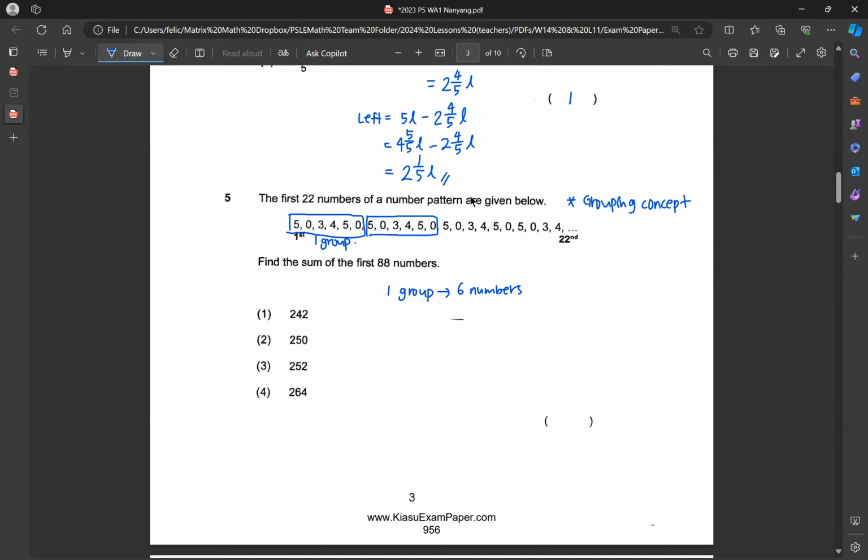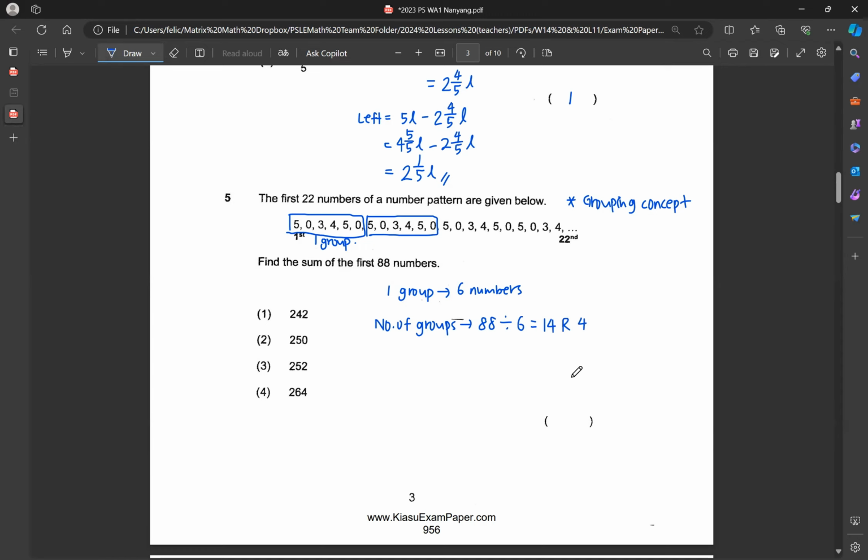Now, since I want to know what are in the first 88 numbers, that means I can work out the number of groups inside these 88 numbers. To work out the number of groups, simply use your 88 divide by 6 in one group. If you do your long division for this, you will realize that you will end up with 14 remainder 4.